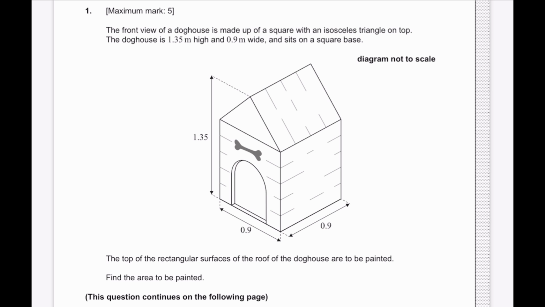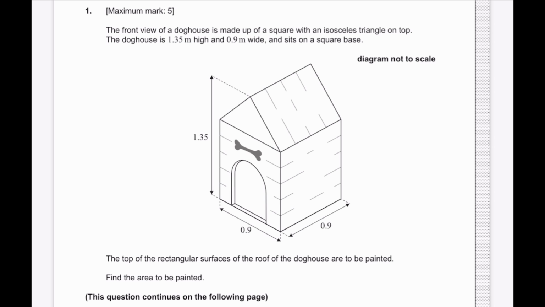The front view of a doghouse is made up of a square with an isosceles triangle on top. The doghouse is 1.35 meters high and 0.9 meters wide and sits on a square base. The top of the rectangular surfaces of the roof of the doghouse are to be painted. Find the area to be painted.